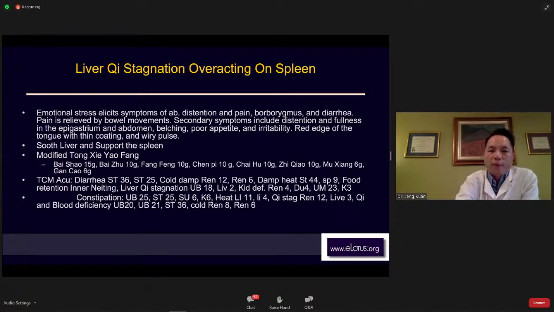So here's a list of points that you can use for constipation: UB 25, stomach 25, and kidney 6. Actually, that one is Sanjiao 6. So Sanjiao 6 can be used there. Heat. If there's heat, then we eliminate the heat by using the points LI4, LI11. If there's stagnation, we can use Ren 12, liver 3. For blood deficiency, UB 20, UB 21, stomach 36. So cold, again, here we can use moxa for those points, Ren 8 or Ren 6. Later on, we'll have a few cases, then I'll talk further about how moxa can actually help a lot of conditions that patients are having.